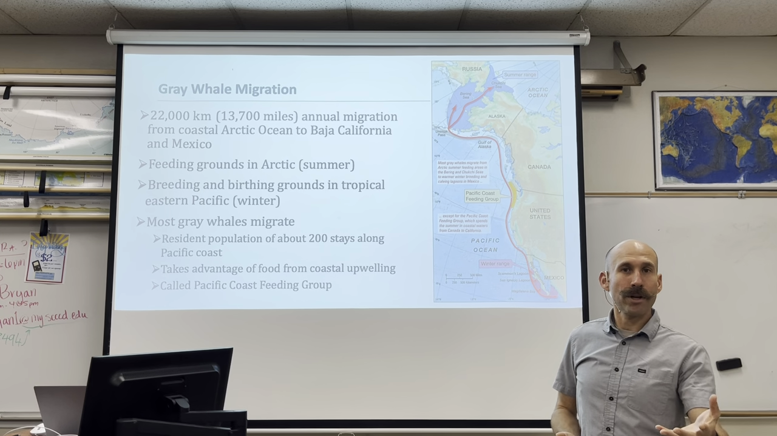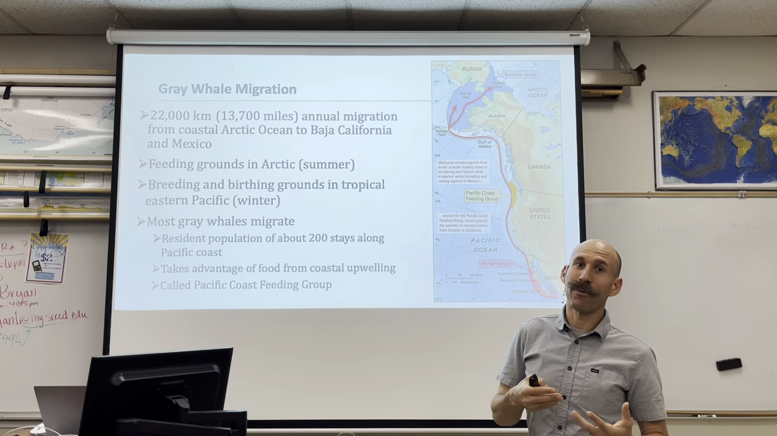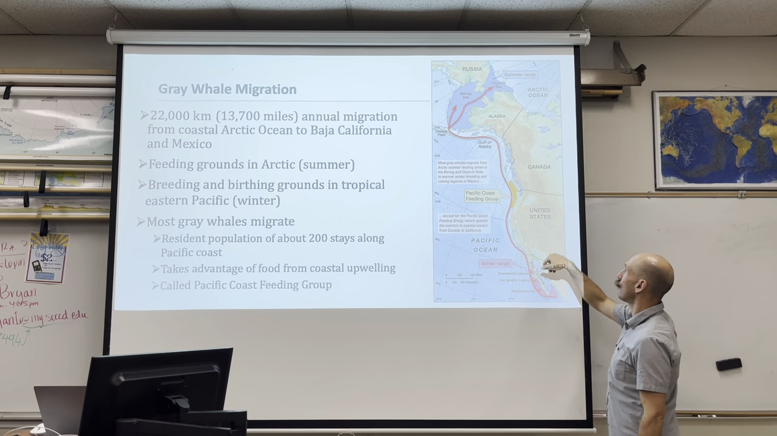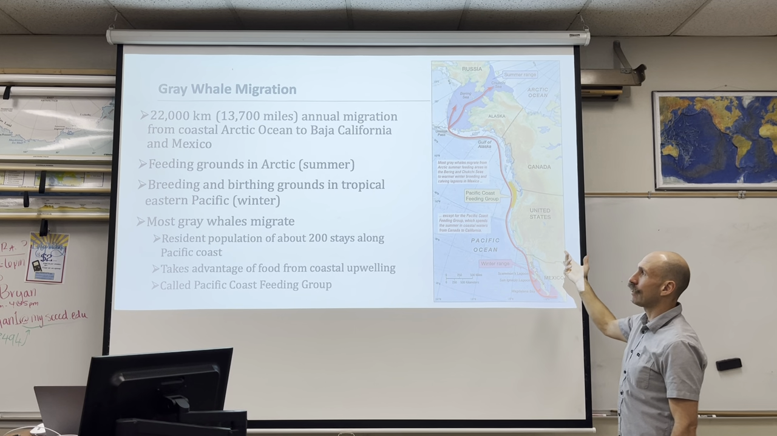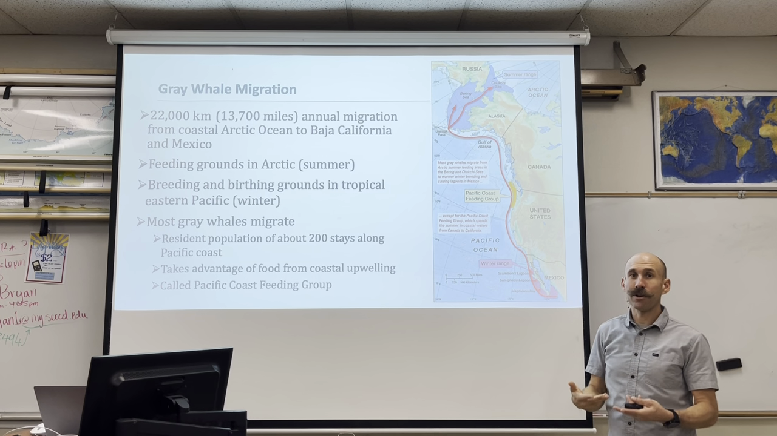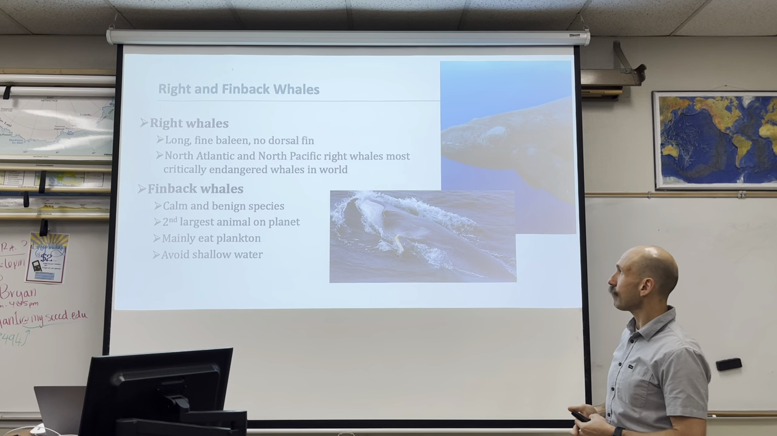So if you're in California and you want to go whale watching, we can actually go gray whale watching because they have this resident population of 200 whales that goes up and down the coast every single year, basically following the primary productivity in order to stay alive.